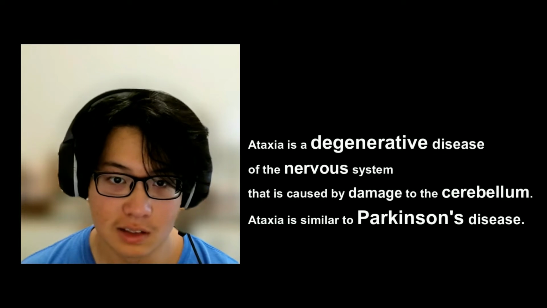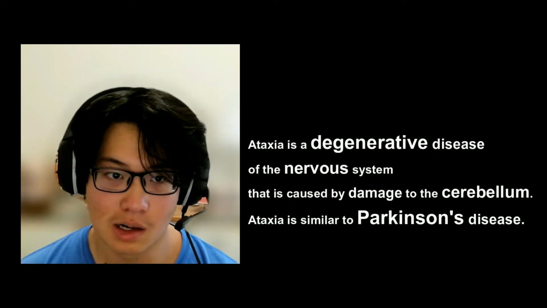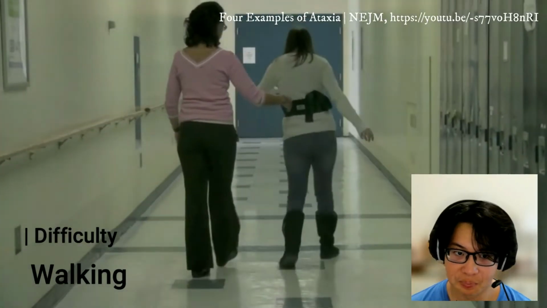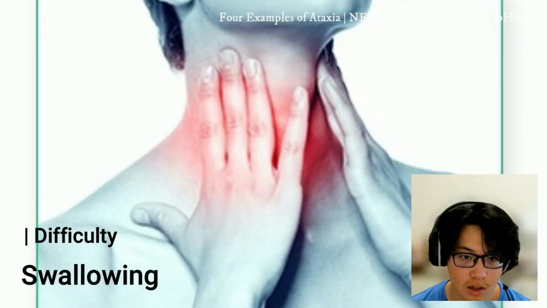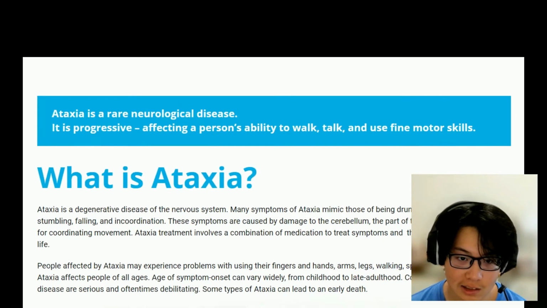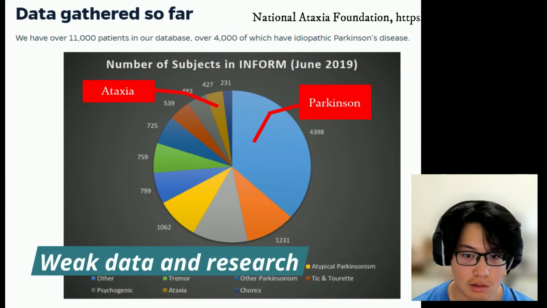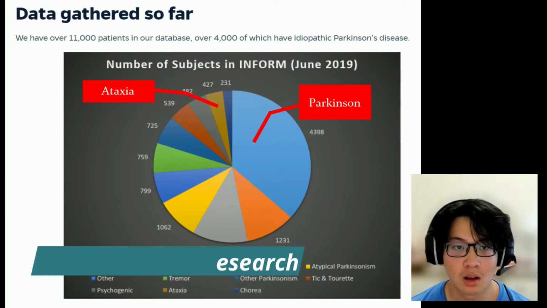Ataxia is a degenerative disease of the nervous system that is caused by damage to the cerebellum. Ataxia is similar to Parkinson's disease. Some patients have trouble walking, speaking, swallowing, or moving their eyes. In some cases, ataxia can even lead to death. Although it is a serious condition, it is rare, so data and research on it are lacking.